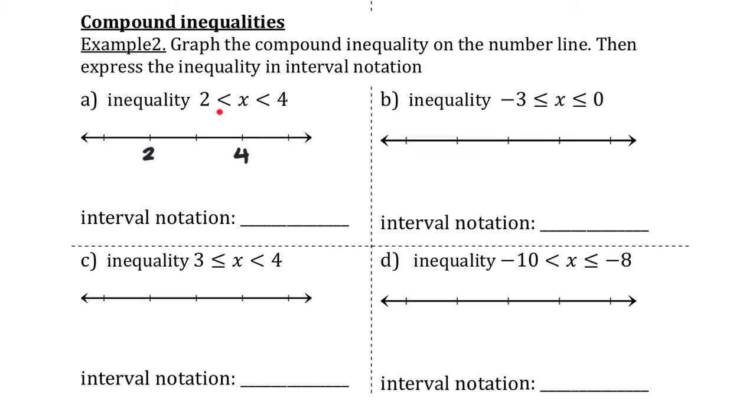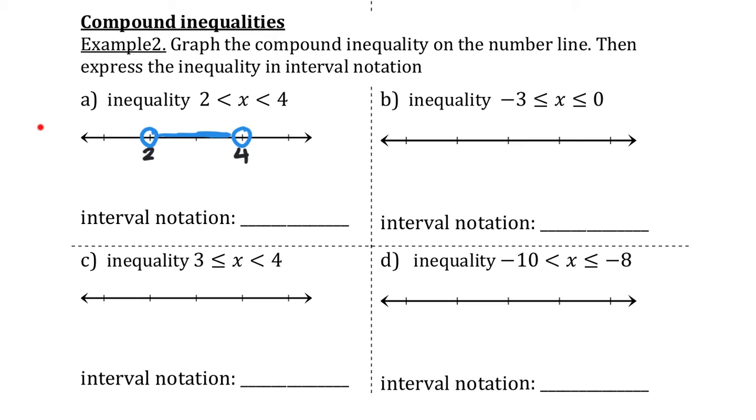2 is less than x, open circle at the 2. Then it says x is less than 4, so there's an open circle at the 4. And x is between 2 and 4, so I'm going to shade the values between 2 and 4. That's my sketch for my number line. Now I'm going to go ahead and express this in interval notation.